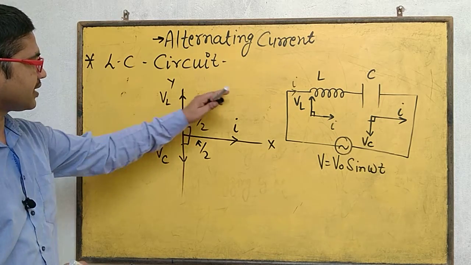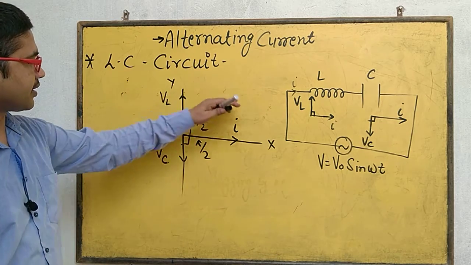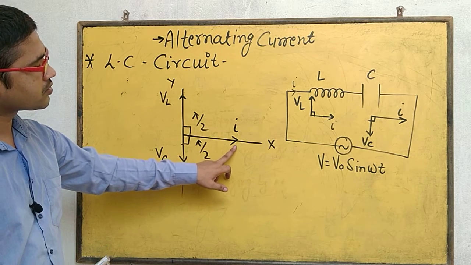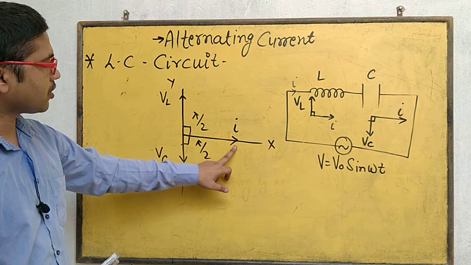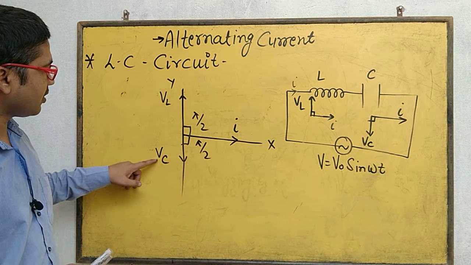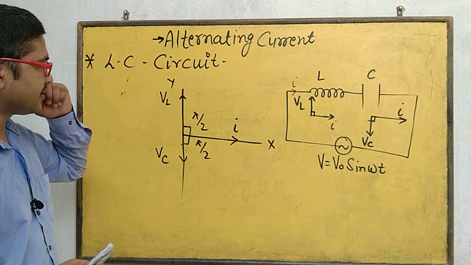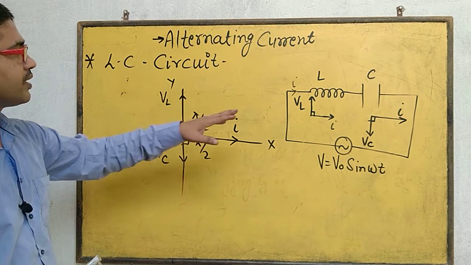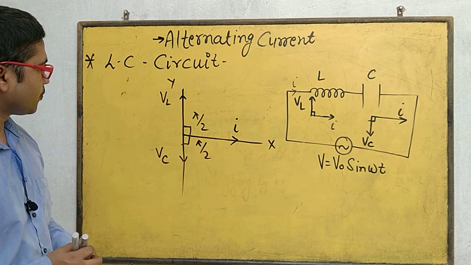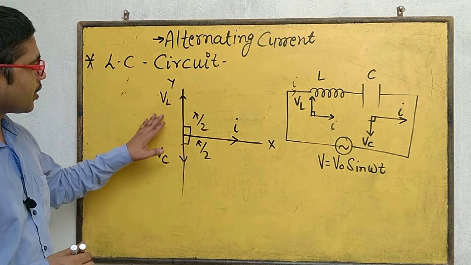Now this is the phasor diagram for this LC circuit. You can see the combined phasor diagram for the complete circuit. Here I is drawn on the x axis, VL on the y axis and VC on the negative y axis, and these satisfy all the conditions of the LC circuit which we have already discussed. Okay, so you can draw this phasor diagram.